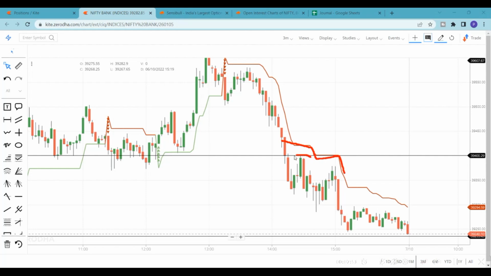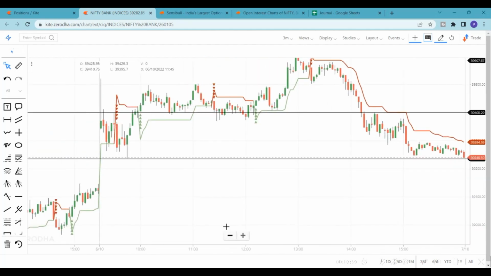I was planning to trail here, but when these spikes started coming, I got a little bit panicked and exited my positions completely. But if it had continued, it would have been more, at least I should have made another 1 lakh profit easily.